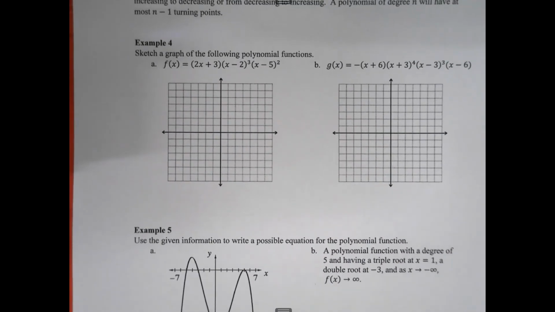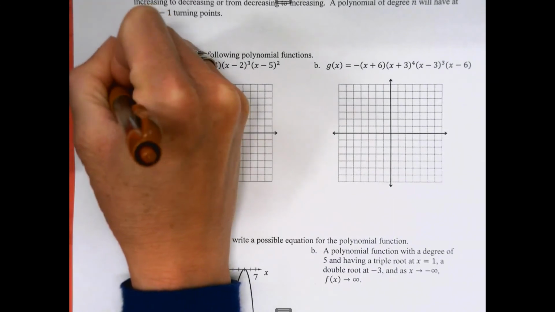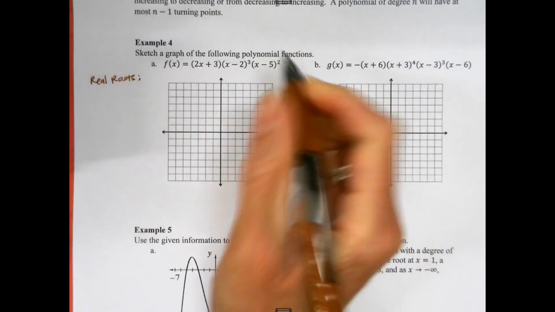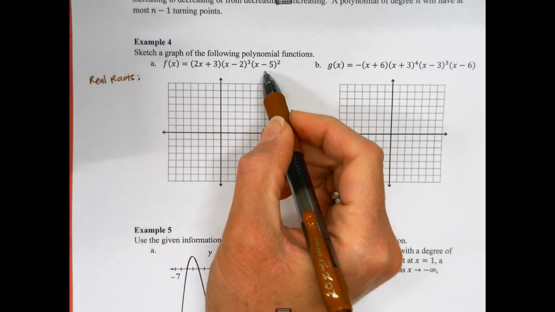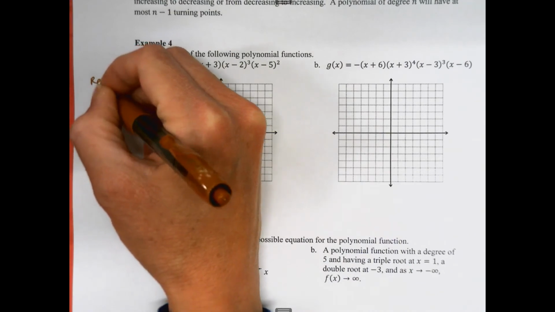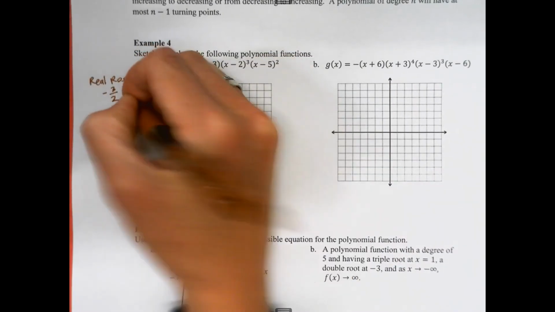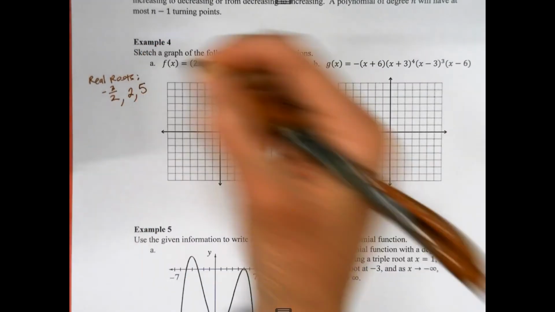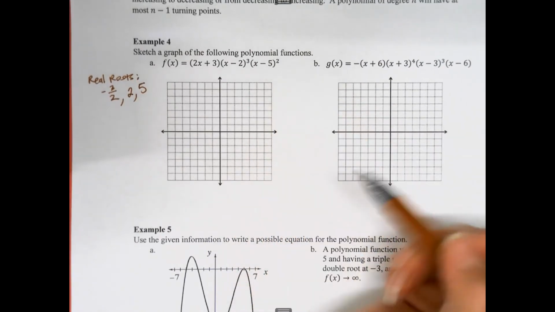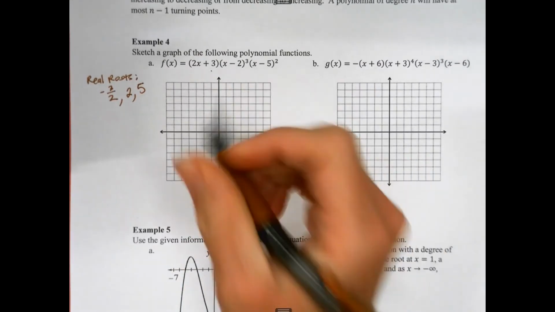So first off, we need to look at and identify what are the roots of this polynomial. So what are the real roots? Well, the real roots come from our factors here. So our real roots are going to be at negative 3/2, at positive 2, and at positive 5. This was the function that we used in a couple of other examples. And it's whenever each linear factor is equal to 0.